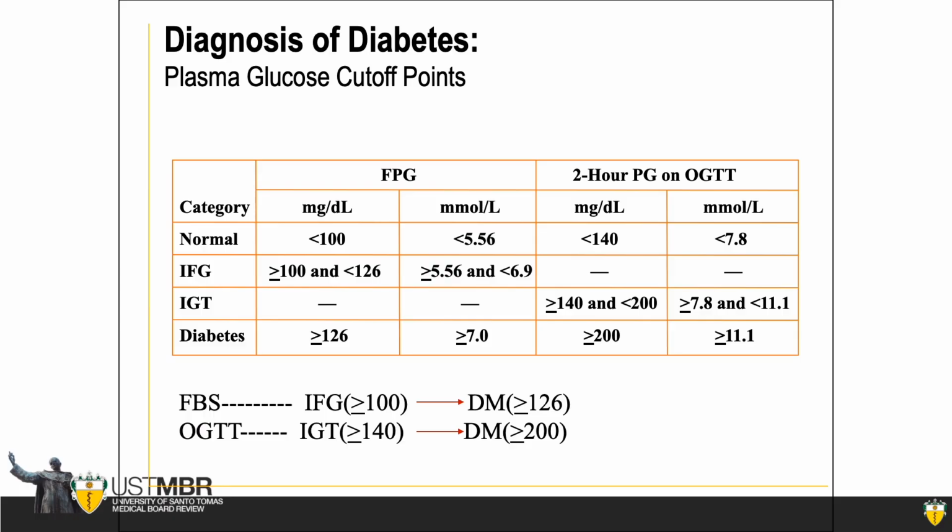For OGTT, if you step on 140, you have impaired glucose tolerance. If you step on 200, then you have diabetes. So remember, the number will put you at a different category rather than memorizing the range.